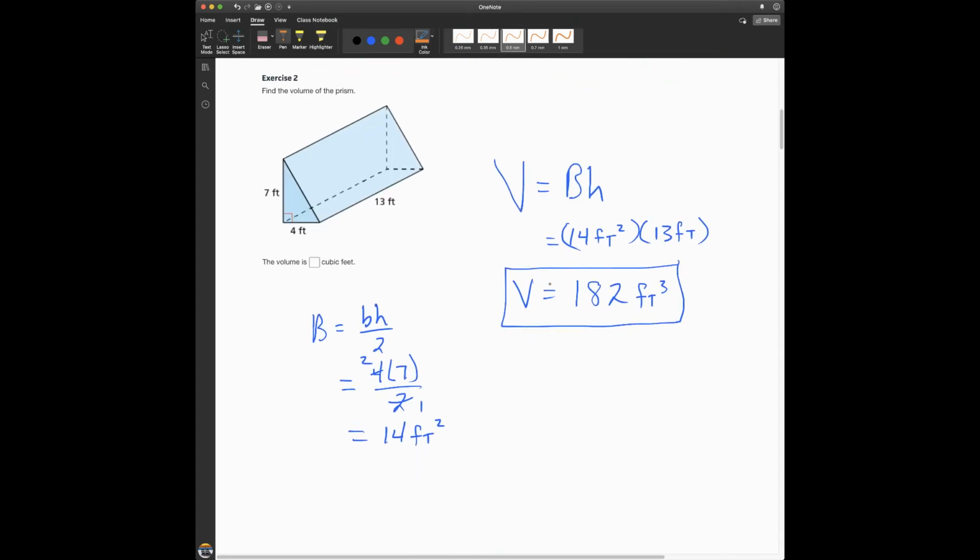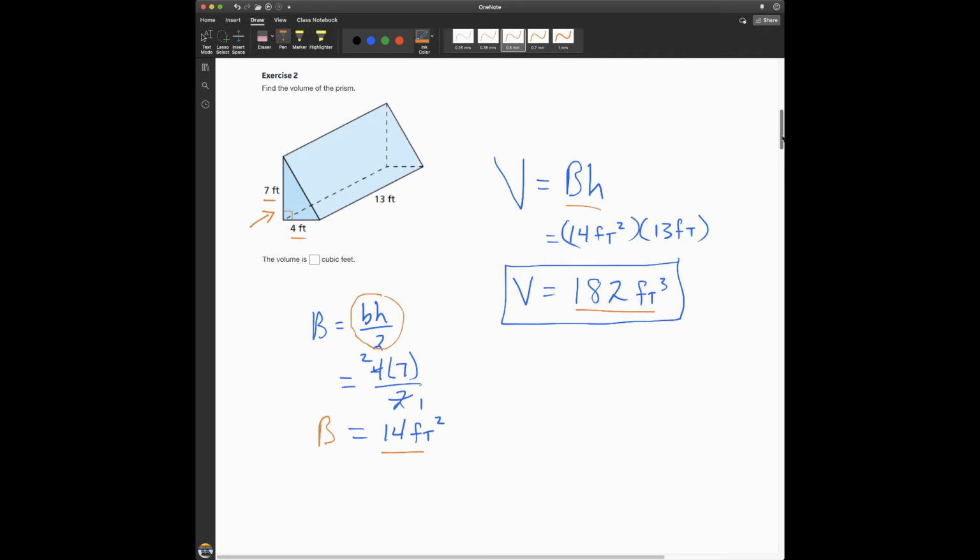Problem number two, volume equals area of the base times the height. This is a triangular prism, so the base is a triangle, so there's the formula that I use. Here's my base and my height. I go ahead and plug those in, and I get the capital B, the area of the base, is 14 square feet. I plug it into the formula, and I get my answer, 182 cubic feet.